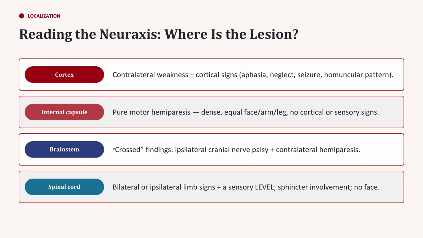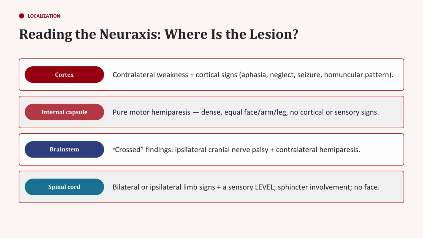This is the payoff slide for the whole UMN block, a decision ladder for localizing an upper motor neuron lesion along the neuraxis. Boards give you a constellation of signs and ask, where is the lesion? Work from the accompanying features, not the weakness alone. If the weakness comes with cortical signs, aphasia, neglect, a focal seizure, or a clear homuncular pattern favoring face and arm or leg, the lesion is cortical.